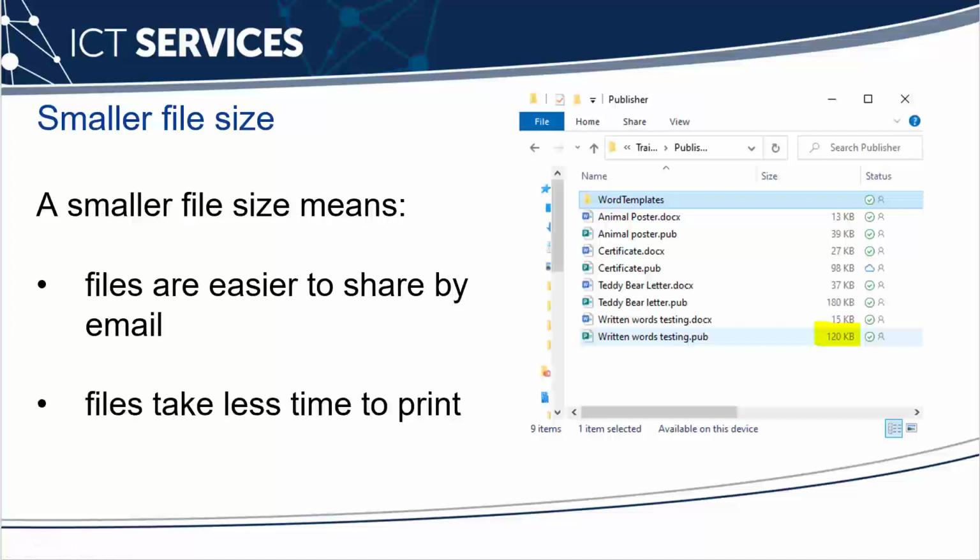Smaller files also take less time to print. You may have waited for quite a long time for Publisher files to print on your school printer or photocopier. This is because of the file size. If you save the same document as a Word file, you'll find it will print much quicker.